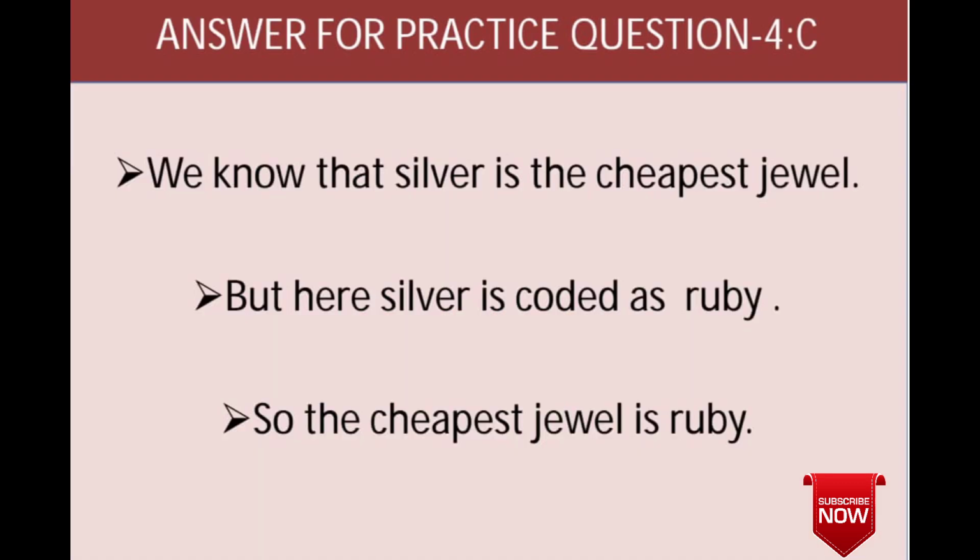Now, coming to the answer for practice question 4, we know that silver is the cheapest jewel. But in the question, they gave that silver is called as ruby. So, according to the question, we have to take the cheapest jewel as ruby. So, the correct option we can take is option C, which is ruby.